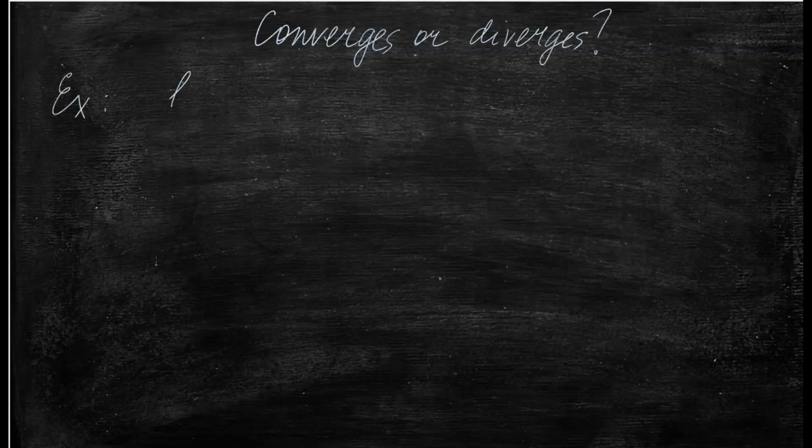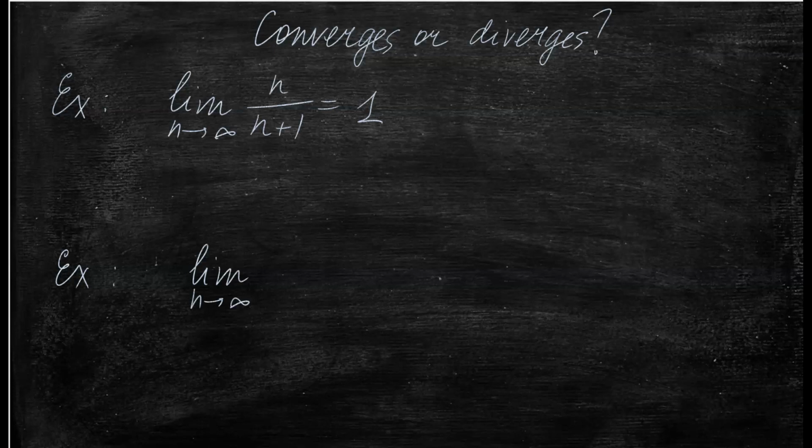So for example, we already know that the limit of this sequence is 1, so therefore this sequence converges. Alternatively, we can also graph the following sequence and determine that it diverges to infinity. So the graph of this sequence will look something like this. At 1 it's 2, at 2 it's 4, and so on. So clearly it diverges to infinity.